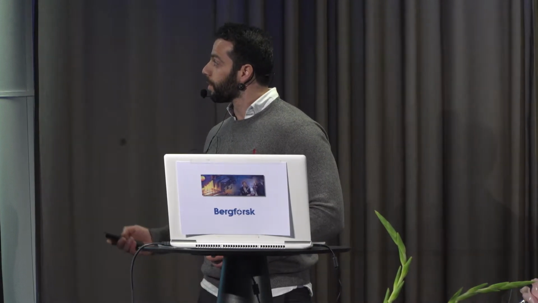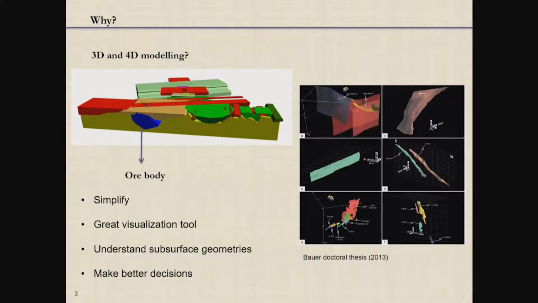But the question is, why do we need to do 3D or 4D modeling in the first place? Well, because it simplifies things. All of us here, we live or we're trapped in 3 dimensions. Our brains can relate to and understand objects much easier in 3 dimensions.